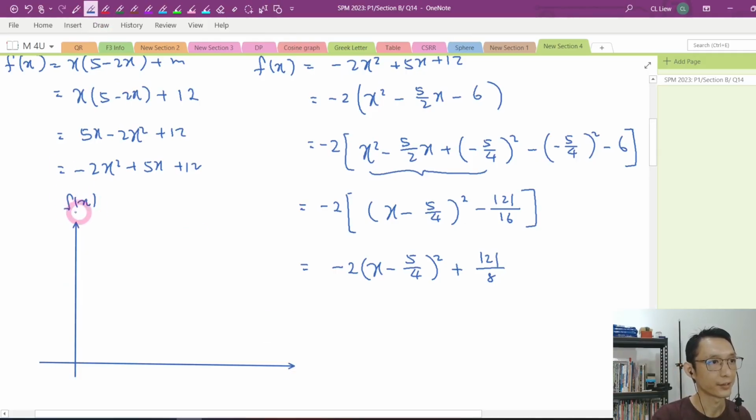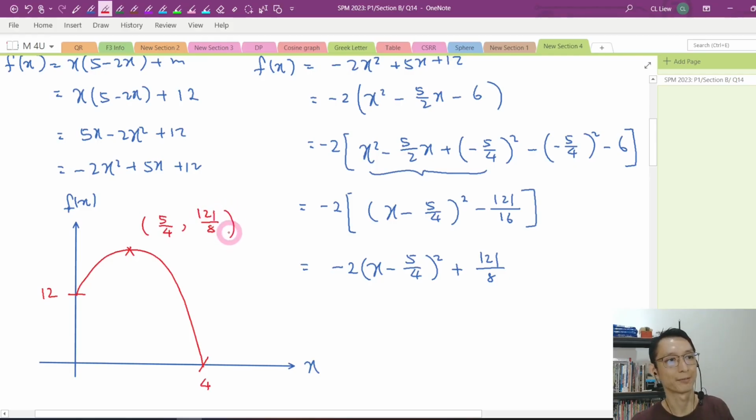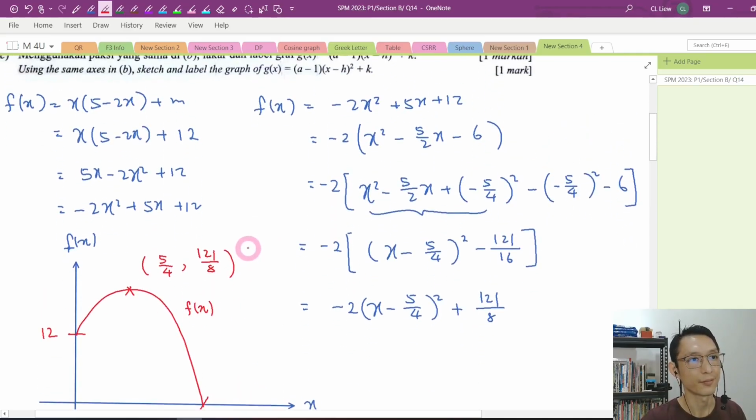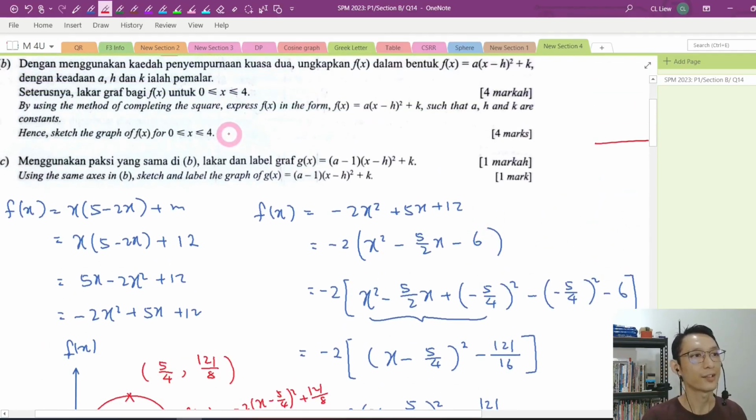F of x, and this is x. Okay, so this is the y-intercept, which is equal to 12, and this is 4. And the maximum point here is (5 over 4, 121 over 8). Okay. Is equal to this. Okay, so this is the answer for part B.